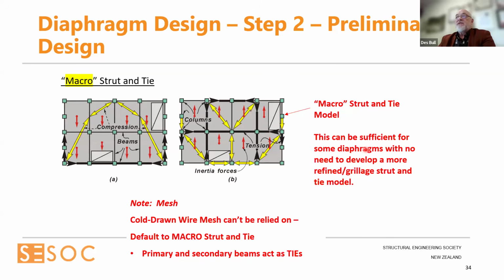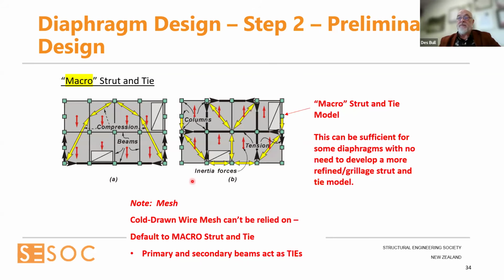Macro strut and tie. This is where we start. Typically, for quite simple diaphragms, you can just do it with strut and tie without having to get into grillage modeling at all. So we start with macro strut and tie. It gives us a strong feel for what we would expect from our computer model.